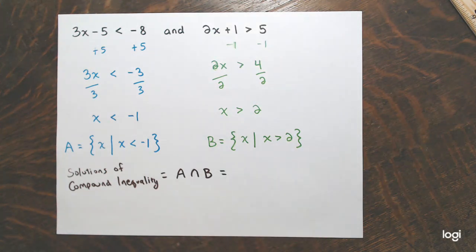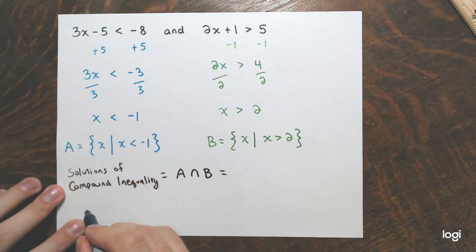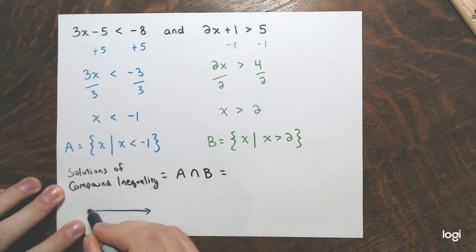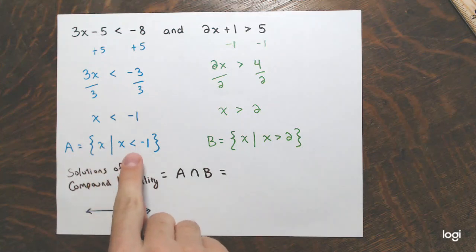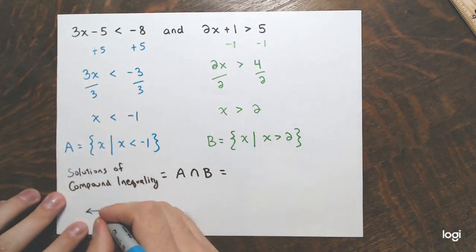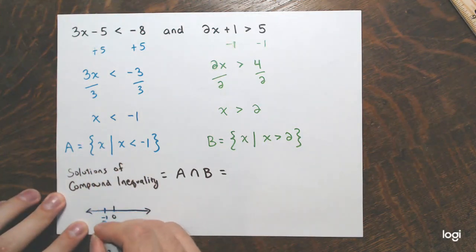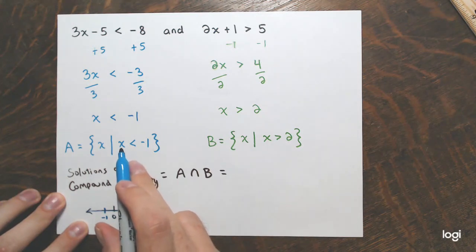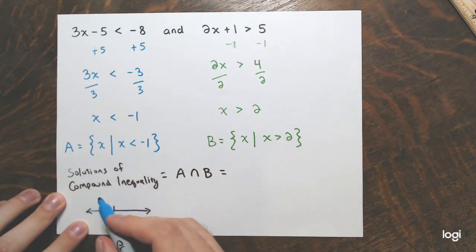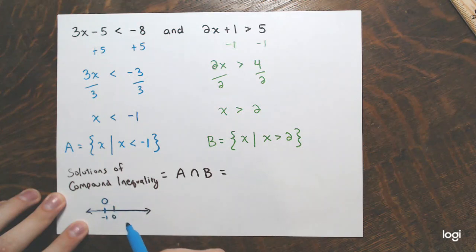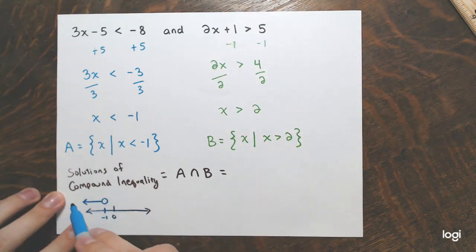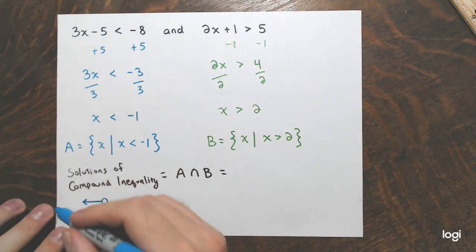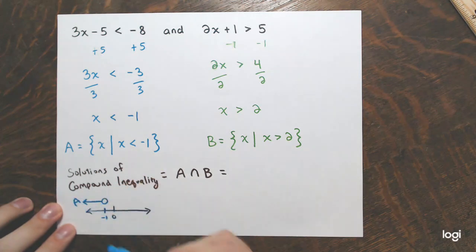But I like to draw little pictures, you know that by now, right? So here's a number line, real number line with 0 somewhere. The solutions for the first inequality are all the numbers less than -1. Now -1 would be to the left of 0. Notice it's all the numbers less than -1, but not -1 itself, so a big hole above -1. And then all the numbers less than -1 are that way, -2, -3, -4, and so on. So there's set A.